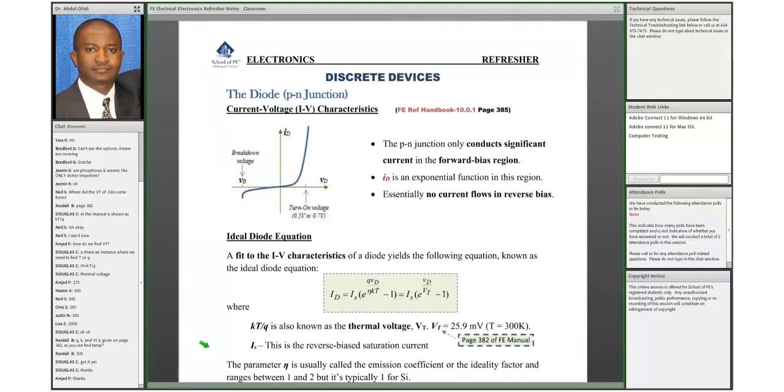Going to now deal with the diode. Okay, so let's talk briefly about the diode, this PN junction. Okay, so we talked a little bit about it when we forward bias and when we reverse bias it, right? So that is the P and N.